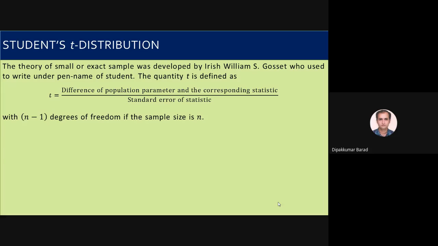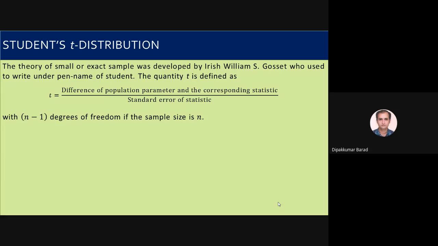Now, what does degree of freedom mean? Suppose you have n observations and you have some k constraints, then the degree of freedom v is equal to n minus k. For example, you have 5 observations and there is no restriction on them. Then k is 0, there is no constraint, so your degree of freedom is n.